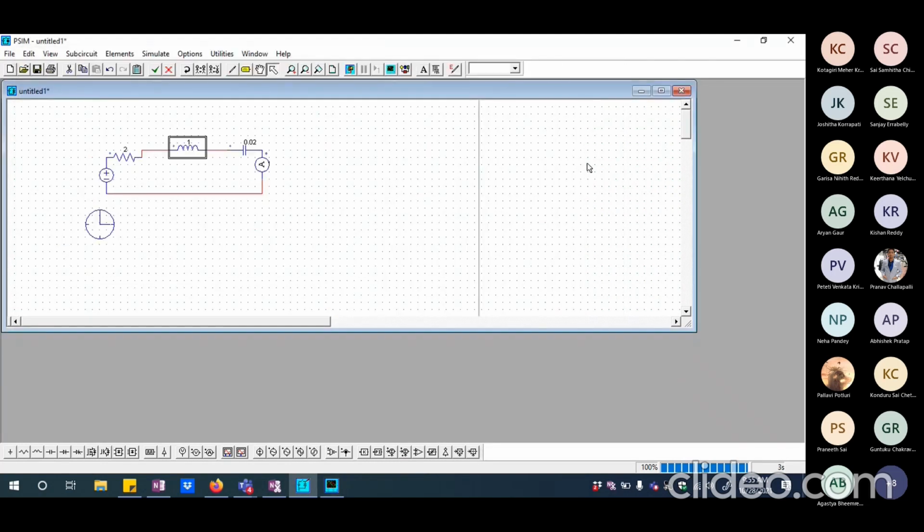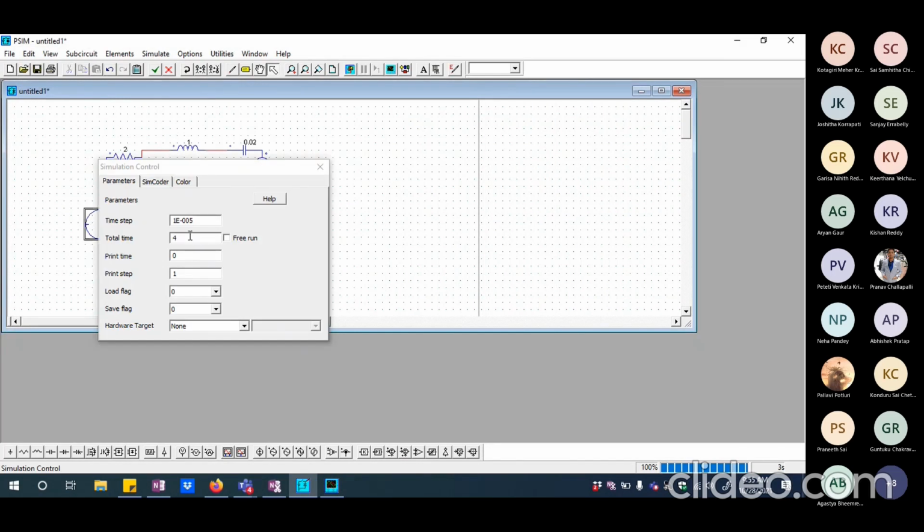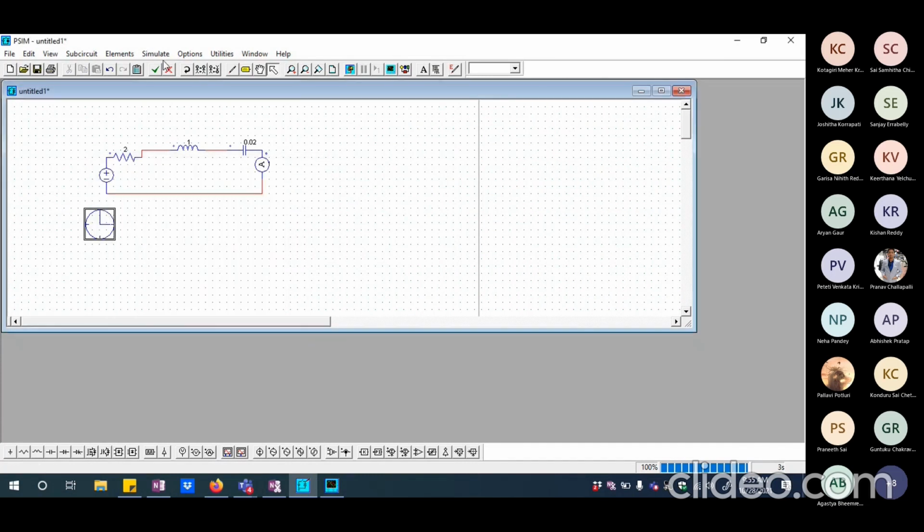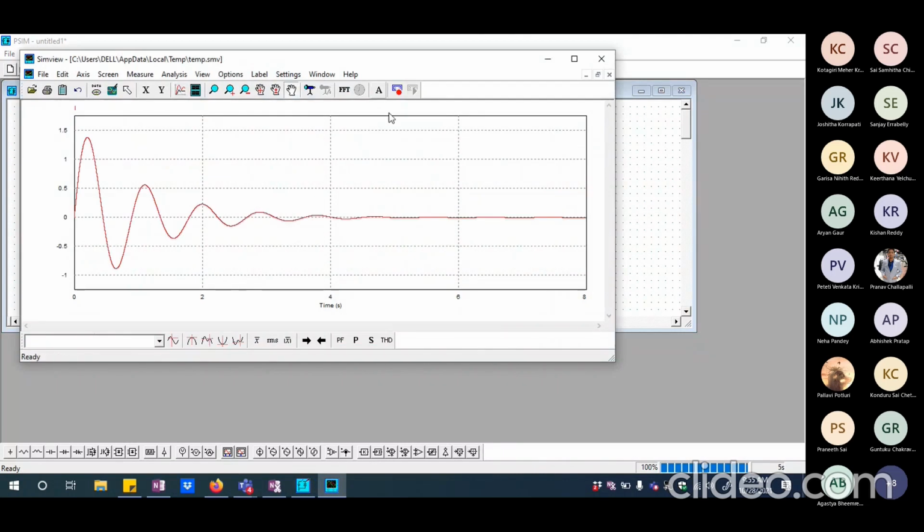Let me simulate this for a little longer rather than only 4 seconds. It will take a little longer, doesn't matter, 8 seconds. Let me try to simulate it. It's running the simulation. You can see it is ultimately decaying to 0. Even if I had done it for just 6 seconds, it would have shown almost settling down to 0. Does this answer your question?